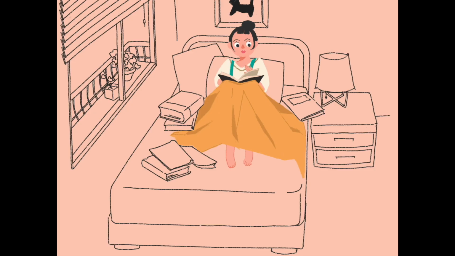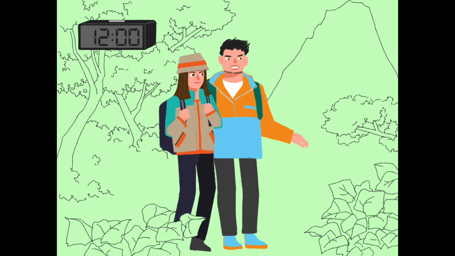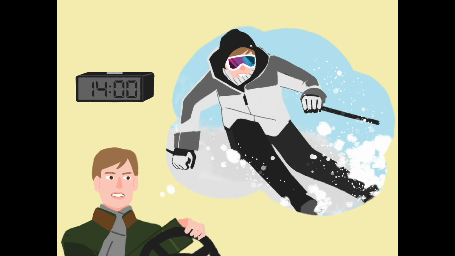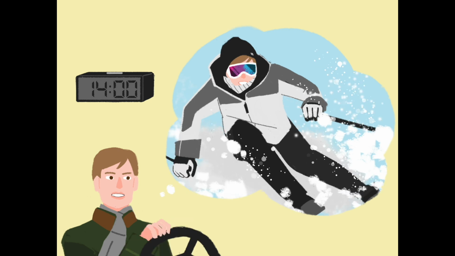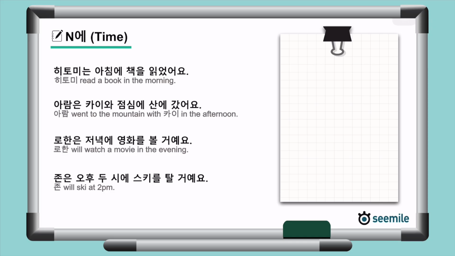히토미는 아침에 책을 읽었어요. 아람이는 카이와 점심에 산에 갔어요. 조는 오후 2시에 스키를 탈 거예요. 로하는 저녁에 영화를 볼 거예요.